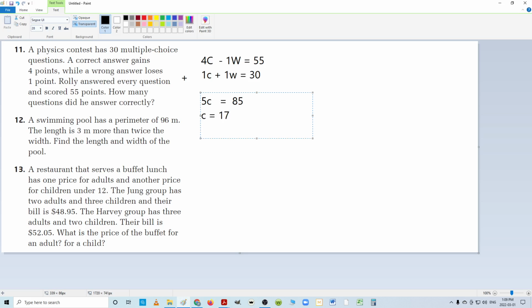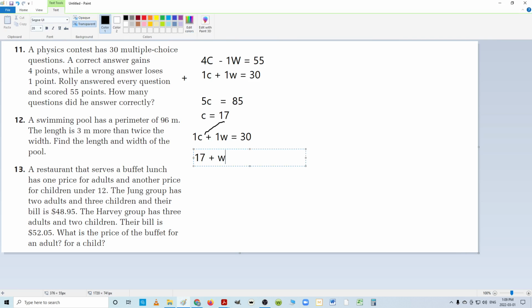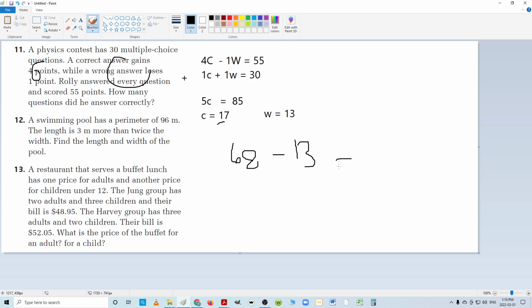So if he got 17 correct, we can now go back to this formula and say, well, if he got 17 correct, and we put 17 over here, it's clear that 17 plus wrong is equal to 30. So wrong he got is 13. So right there we know that Roland scored 13 wrong and 17 right. And to confirm this, since you get 4 points for every correct, we can multiply this by 4. We get 68. And you lose 1 for each wrong, and you got 13. We just have to make sure that this comes out to 55.